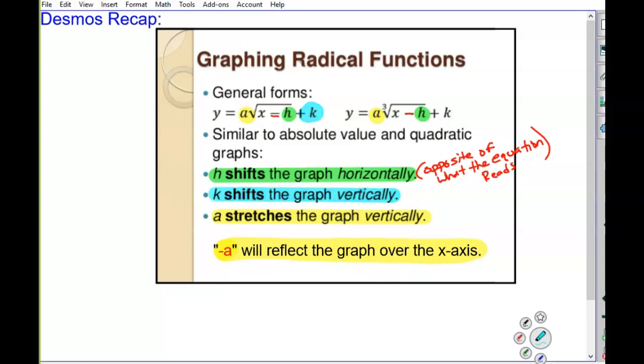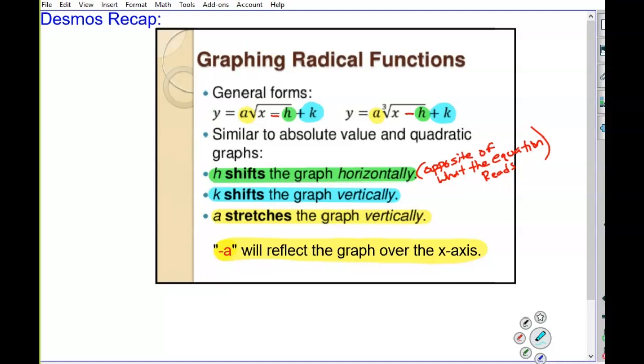If you have a plus value outside of the root, that's going to shift everything up that many units. If it's a minus, it's just going to shift everything down. And that's going to be true, by the way, this a, h, and k is true for any function we study. Chapter 4 when it was quadratics.